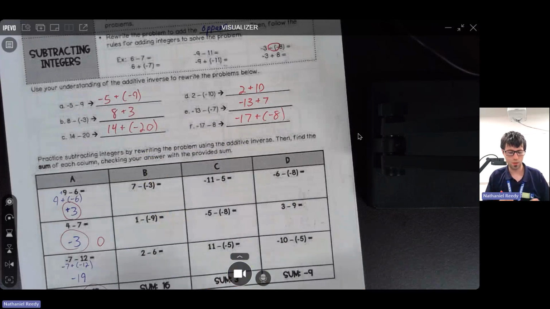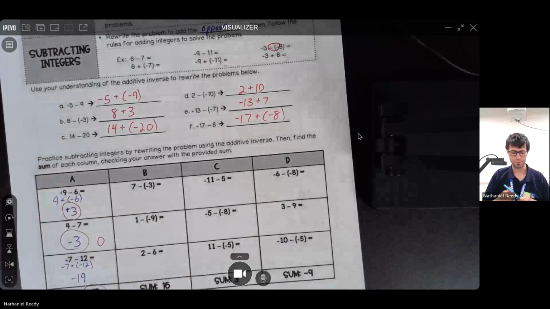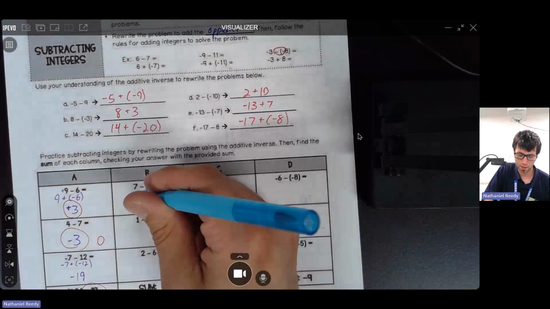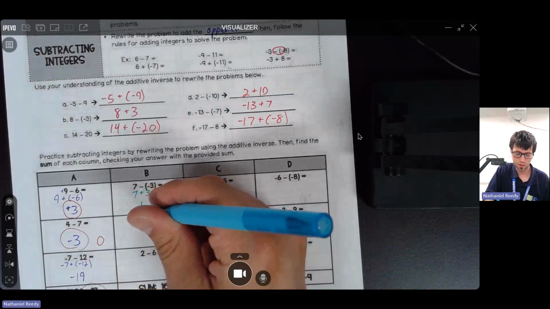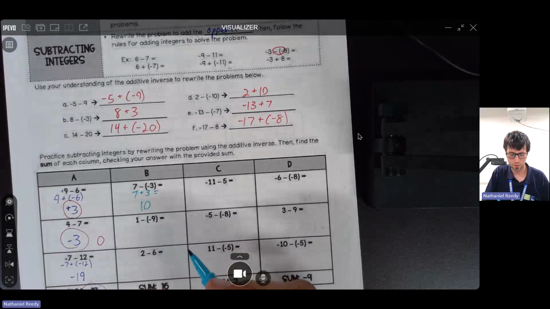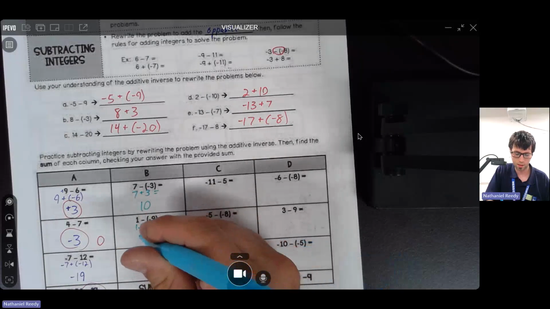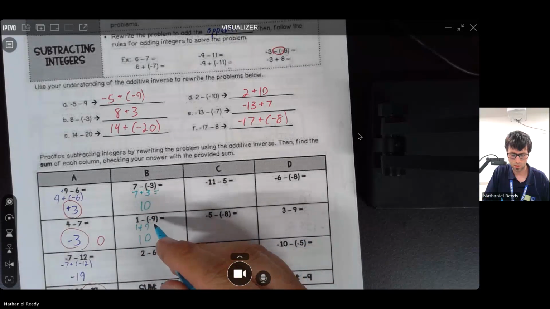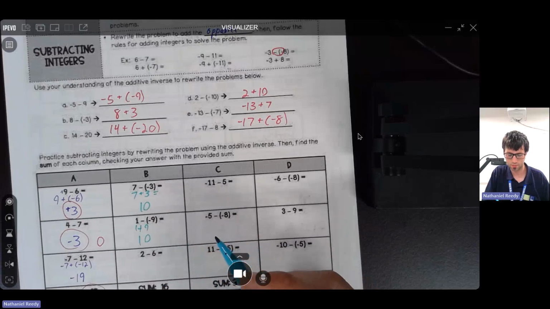Okay, so 7. Use a different color again. 7 minus negative 3. Remember, when we have two negatives, that's the same as adding. So 7 plus 3, that equals 10. 1 minus negative 9. Again, that's the same as saying 1 plus 9. 1 plus 9 is 10. I'm sure I did that right. Okay. I feel like I'm doing something wrong, but we'll find out in just a second.